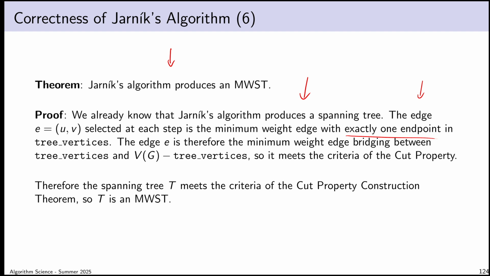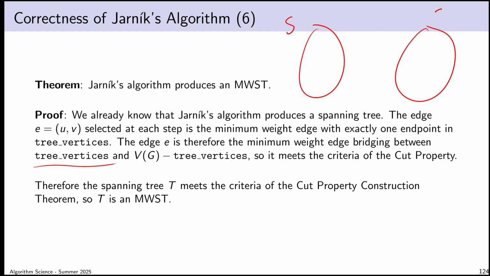And therefore, I could argue that the collection of vertices in the tree, so if I need to use the cut property and I want my set S and my set V minus S, well then I just say, in this case, interpret the set S to be tree vertices, the set of vertices currently in the tree. And then I'm choosing an edge between that and the rest of the graph, which means the edge that I choose at each step, which is the lowest weight edge between the tree and the rest, meets the criteria of the cut property. So, Jarník's algorithm builds a collection of edges that forms a spanning tree where every edge in the collection meets the criteria of the cut property. Those are the conditions of the cut property construction theorem. So that means that the tree I end up with is a minimum weight spanning tree.